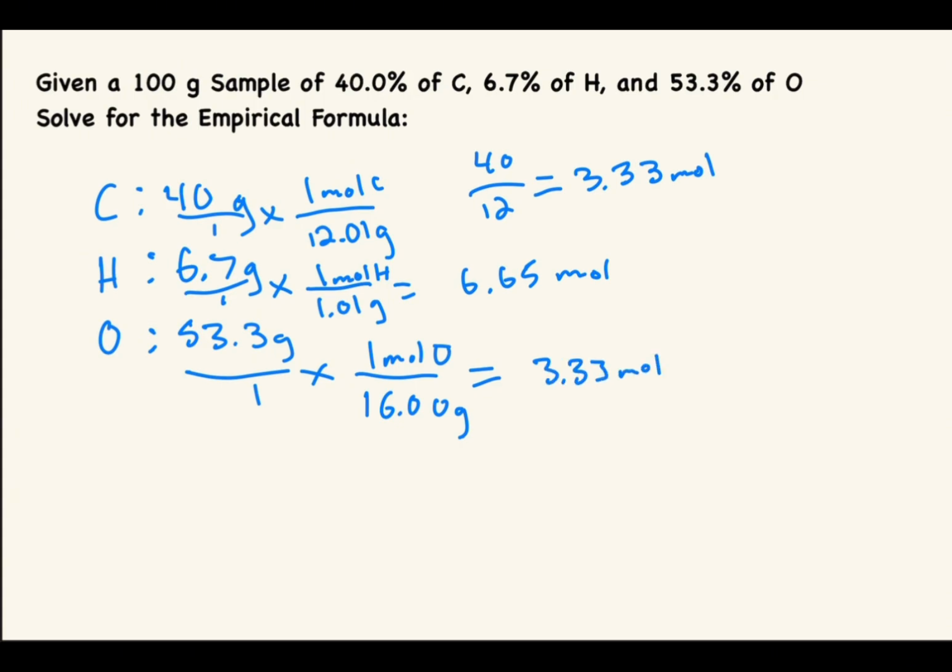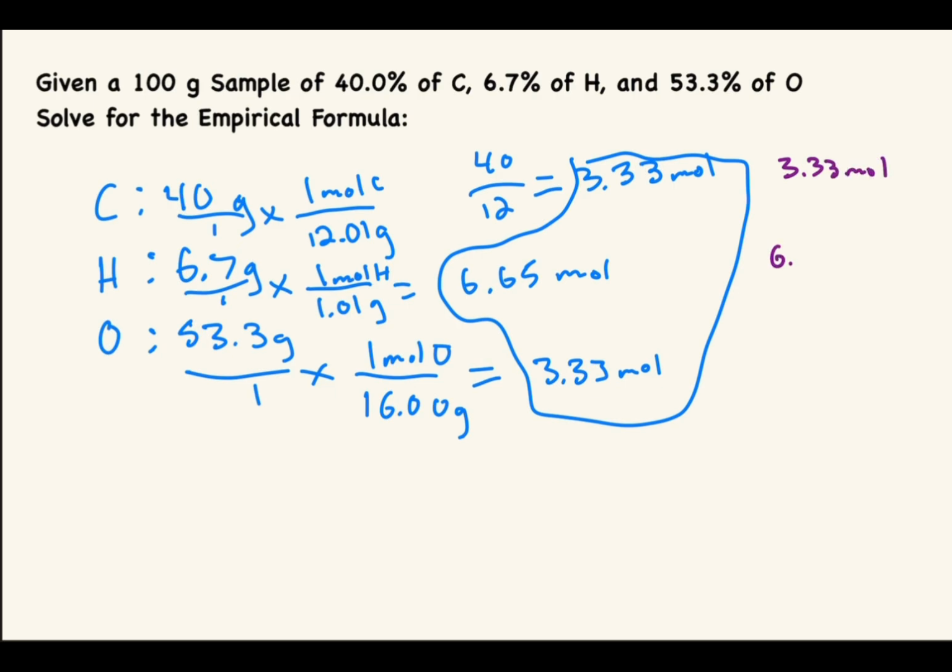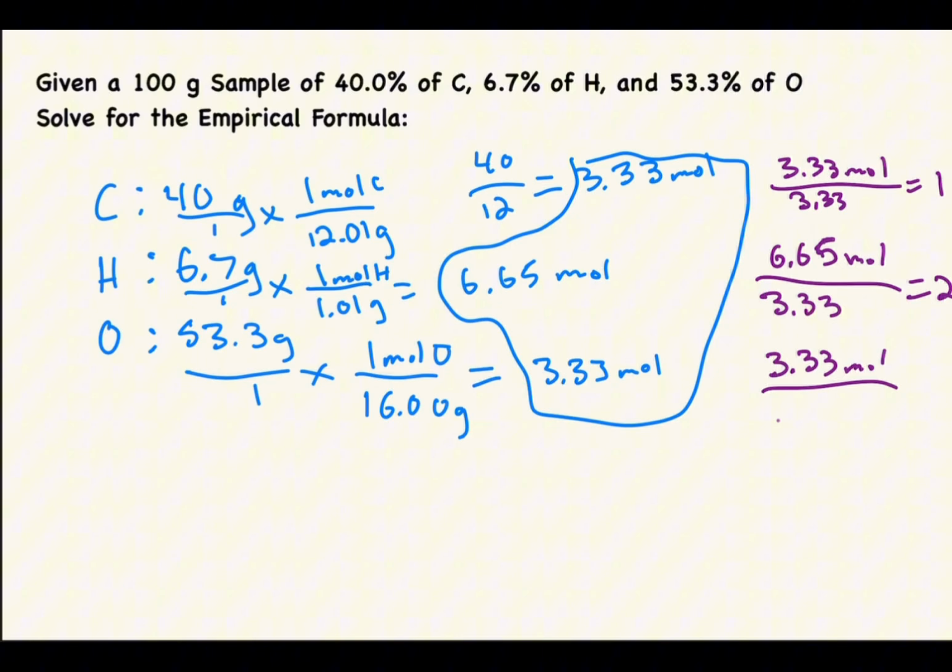And then from here, you usually just divide by the smallest. So in this problem, we see 3.33 moles is the smallest. We're only looking at the moles now, so just these three. So let me write them again: 3.33 moles for carbon, 6.665, and then 3.33 moles. And from here, like I said, you divide by the smallest. So 3.33 divided by 3.33 gives us 1. And then from this, that would give us 2. And then the same down here, this would give us 1.